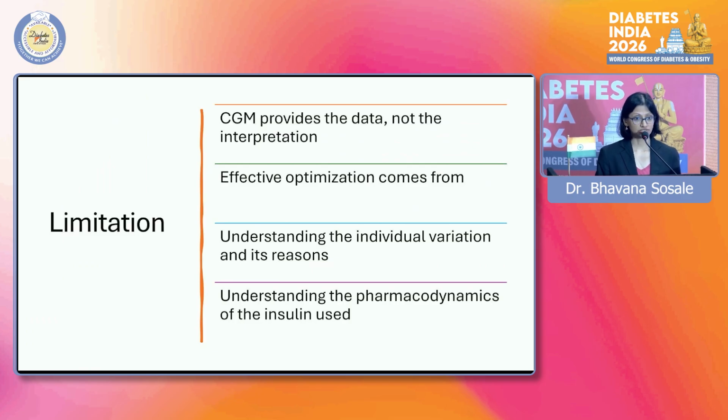So the limitation of CGM is it only dumps the data on you. It doesn't tell you what to do with the data. So you need to optimize the medication. You need to still spend that 20 minutes with the patient and understand their lifestyle and the reasons for the individual variation. Of course, we all need to have a very, very good understanding of pharmacology to use the pharmacotherapeutics available.